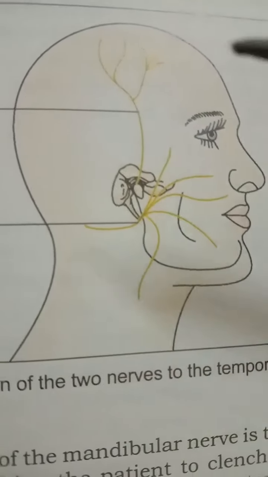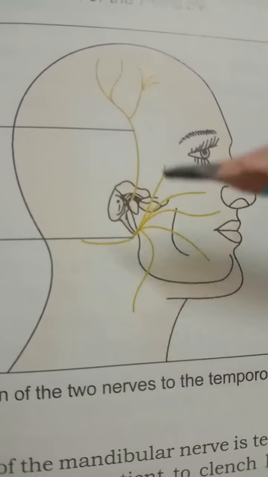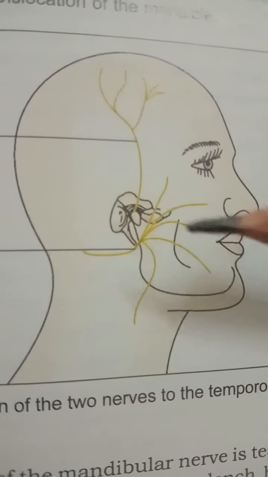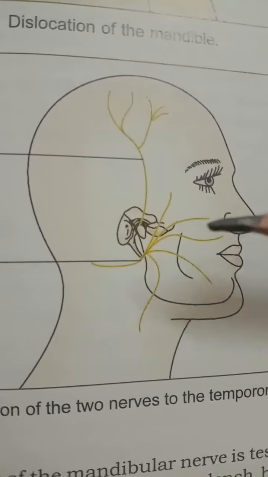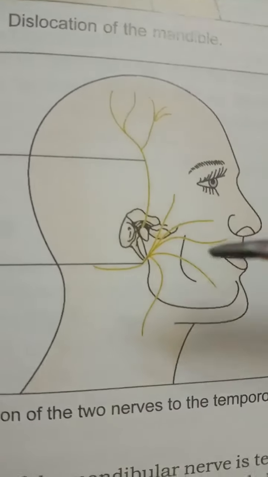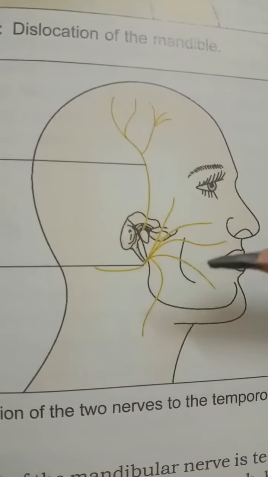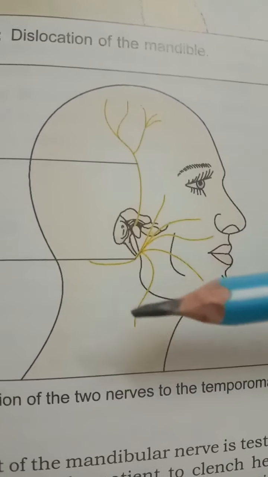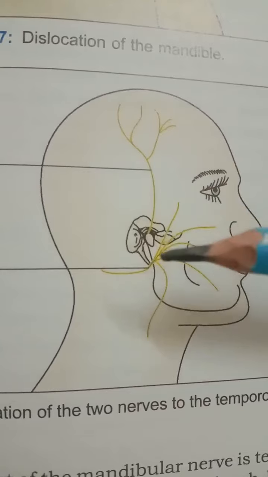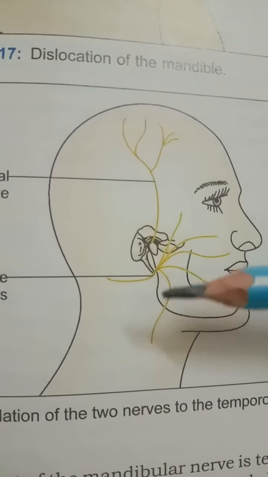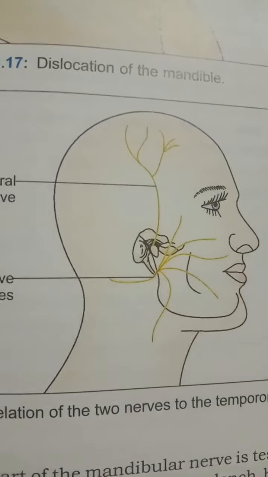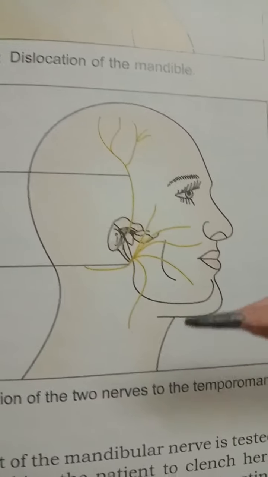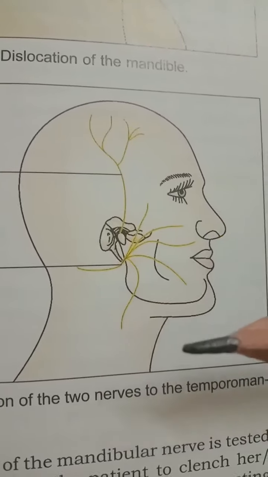Then let's see the clinical or applied anatomy related to the parotid gland. First clinical point, that is the infection of the parotid gland. It is commonly infected by the mumps virus, which causes inflammation and swelling of the gland. The complications of mumps are, in males, orchitis, and the second one, pancreatitis.